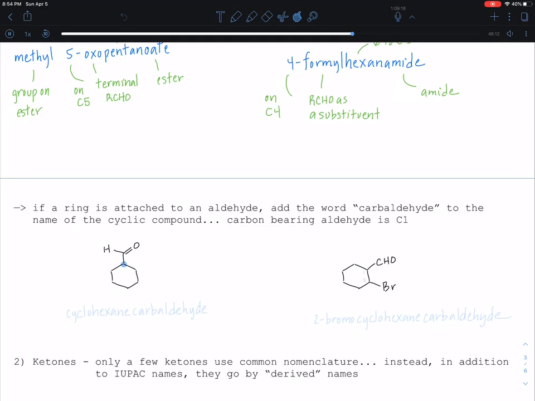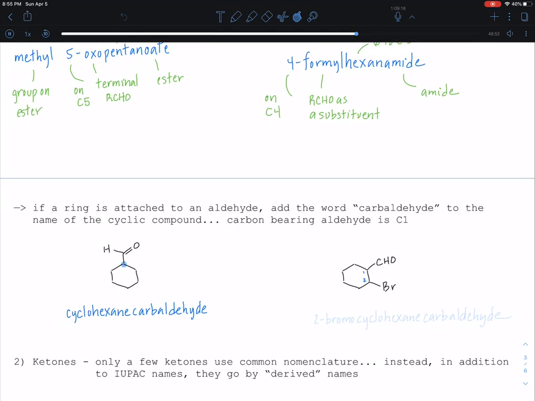This first one is pretty simple, right? That's a cyclohexane. That's the parent. And then we're just going to add the word carbaldehyde to the end of it. Because that's carbon 1, right? So this is carbon 1. This has to be carbon 2. It could have been carbon 6, but we want to give our substituents the lowest possible number. And we're stuck with that carbon 1 being carbon 1 because it bears the aldehyde. It's got higher priority over the halogen.